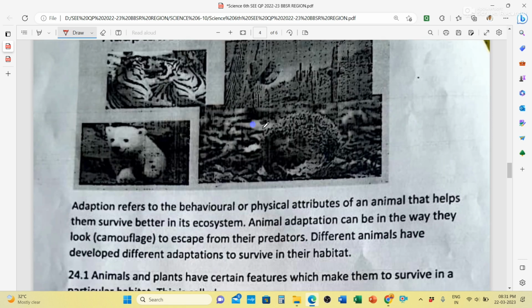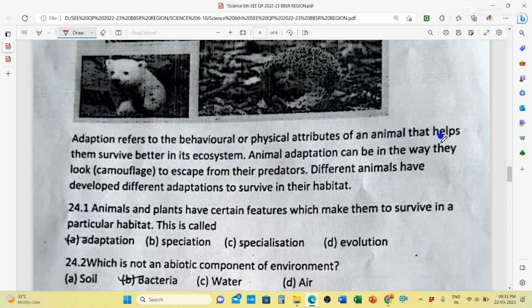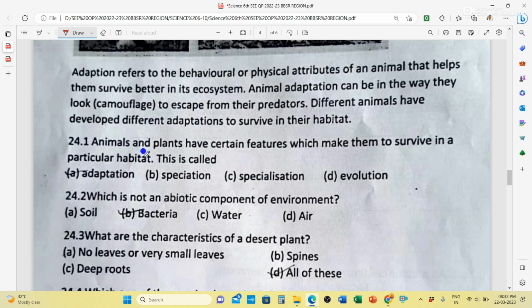Adaptation in animals and plants. Adaptation refers to the behavioral or physical attributes of an animal that help them survive better in its ecosystem. Animal adaptation can be in the way they look, camouflage to escape from their predators. Different animals have developed different adaptations to survive in their habitat. Animals and plants have certain features which help them survive in a particular habitat.